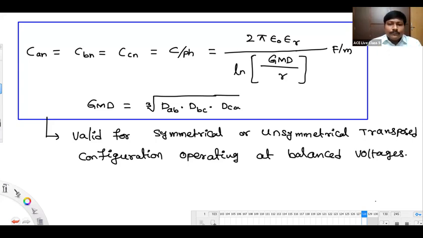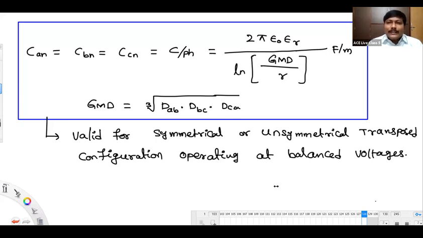Then this equation can't be used, for example, if voltages are unbalanced. Symmetrical configuration means equilateral spacing. Even then, this equation can't be applied to find the capacitances.